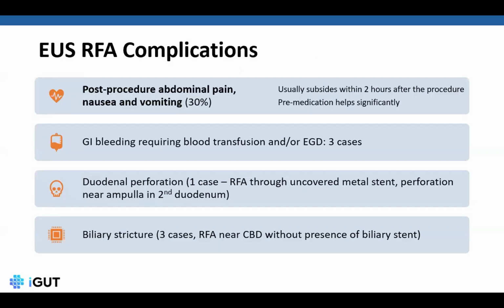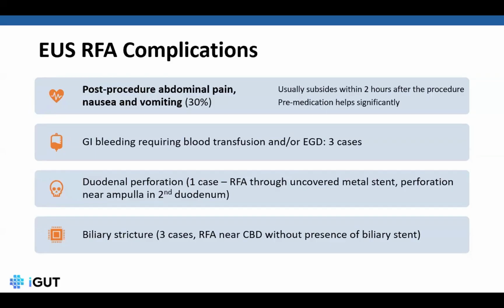Looking at post-RFA complications, about 30% of patients do have post-procedure abdominal pain, nausea, and vomiting. This is usually self-limiting and does not need admission, so most procedures are done in an outpatient setting. There was GI bleed requiring blood transfusion or repeat endoscopy in 3 cases, mainly secondary to the ablation effect at the duodenal mucosa. We have changed our protocol, learned through the procedures what not to do, and subsequently our rate of GI bleed has gone down tremendously.